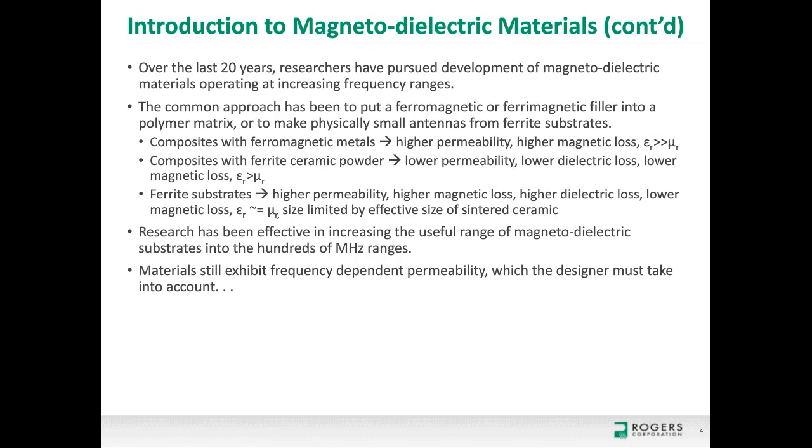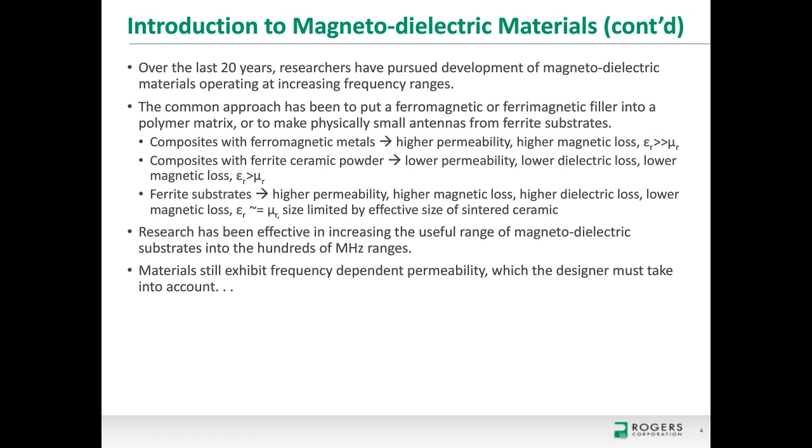There has been a drive over probably about the last 20 years where researchers have worked on development of magnetodielectric materials at increasingly high frequency ranges. To summarize the approach that researchers have taken very quickly, it's generally one of a couple paths. You either use a magnetic ceramic, so a ferrite material that's engineered to operate at a higher frequency. You make a composite structure by putting a ferromagnetic metal into a polymer, or you make a composite structure by putting a ferrite ceramic into a polymer. And these all have different advantages and disadvantages.